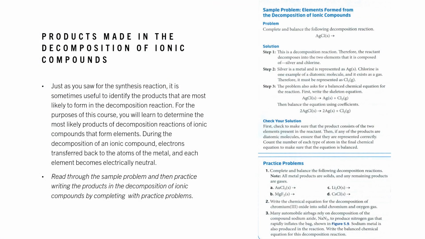Just as you saw for the synthesis reaction, it is sometimes useful to identify the products that are most likely to form in the decomposition type of reaction. For the purposes of this course, you will learn to determine the most likely products of decomposition reactions of ionic compounds that form elements. During the decomposition of an ionic compound, electrons transfer back to the atoms of the metal, and each element becomes electrically neutral.